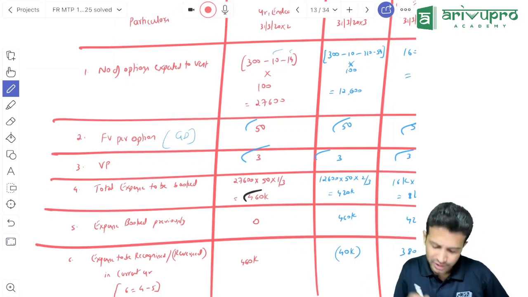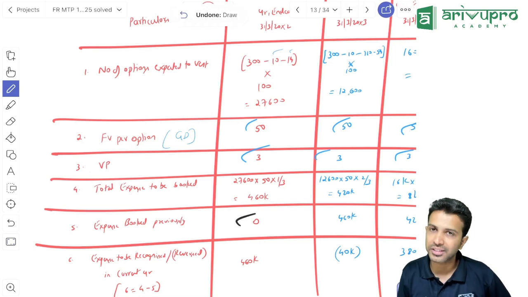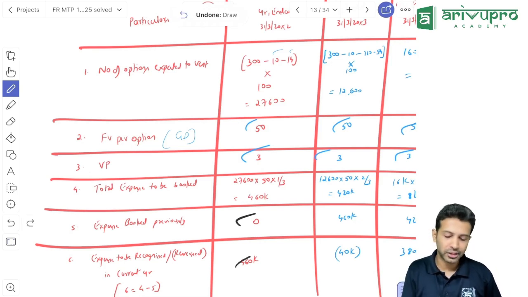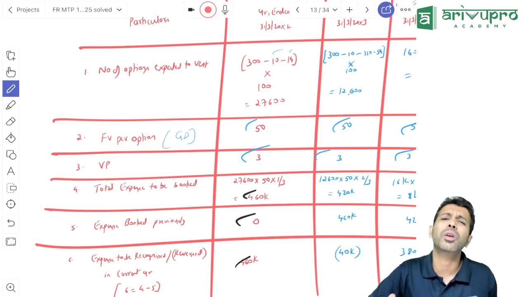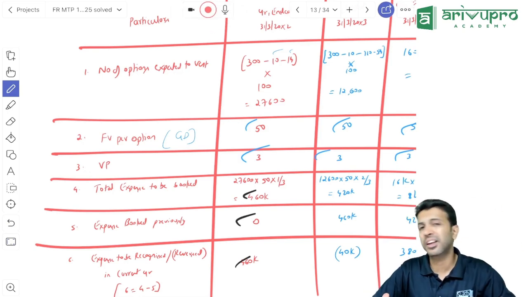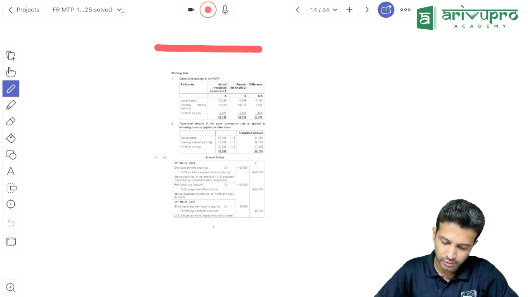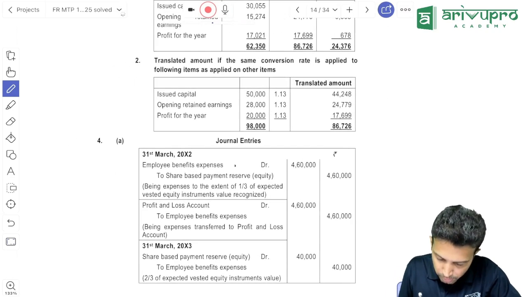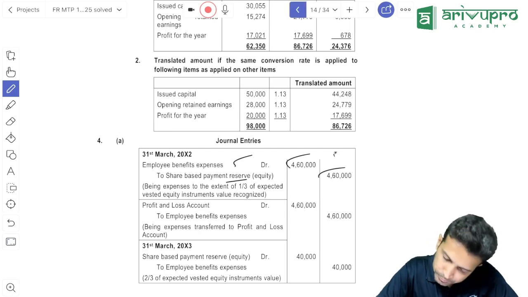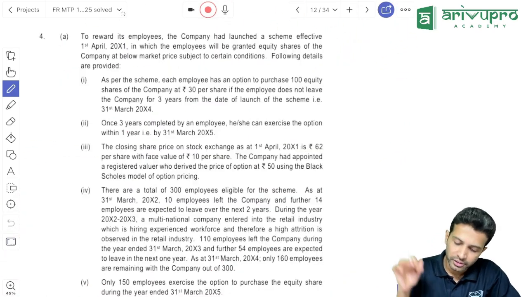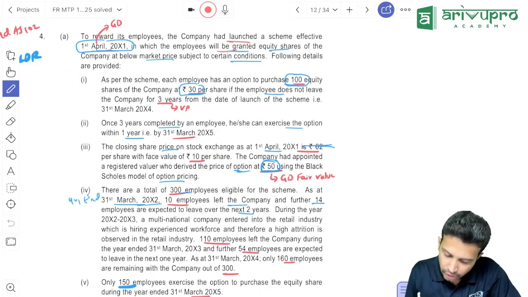Since we are in the first year, expense recognized previously is 0. So in the current year we have to pass the journal entry for 4,60,000. Since it's an equity settled plan, what is the journal entry? Employee benefit expense account debit to share based payment reserve. So in the first year, employee benefit expense to share based payment reserve 4,60,000. That's all. Now in the second year, what happened? Check. During X2-X3, which is your year 2.